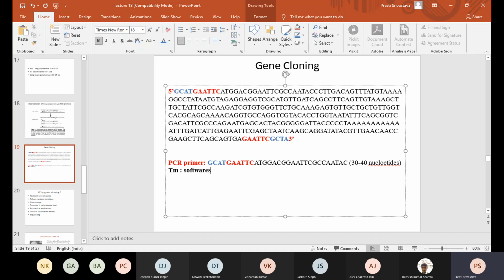So you can use software, or there is a bigger equation which can also be used manually to calculate, but the formula that I had discussed in the previous classes is applicable only and only for smaller primers.